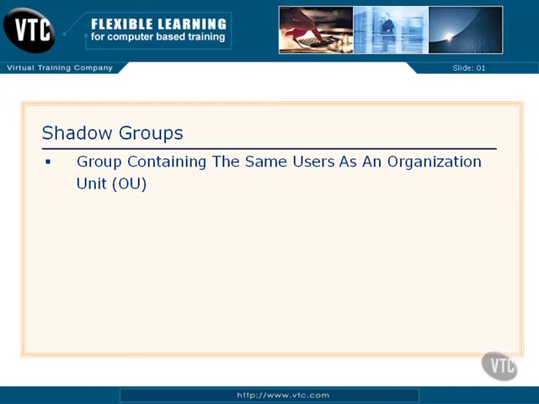Don't let that scare you. It sounds very sinister. A shadow group is a group that contains the same users as an organizational unit. So what happens is you are an administrator and you want to grant certain permissions to everybody in an organizational unit. Well, you can't apply security to an OU. An OU is not a security principal.